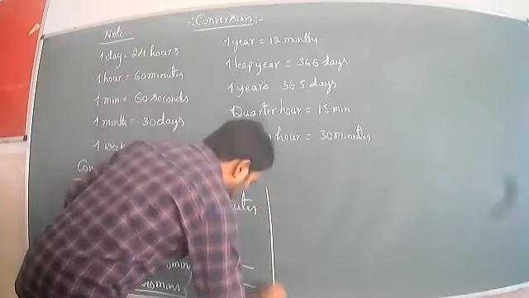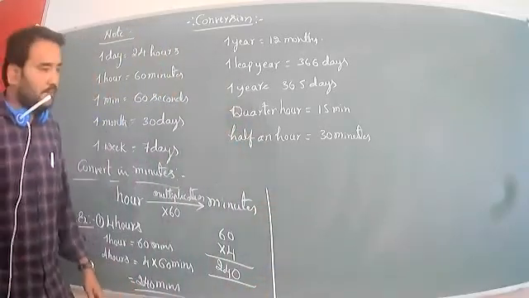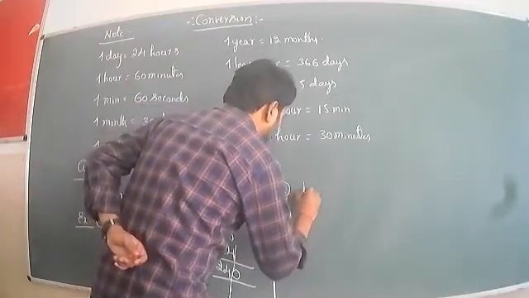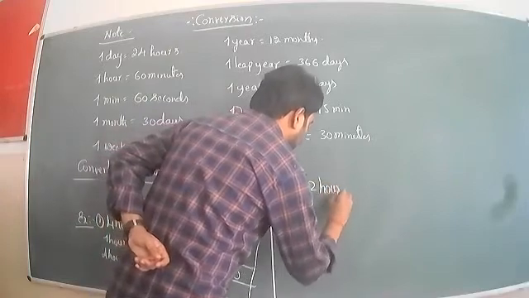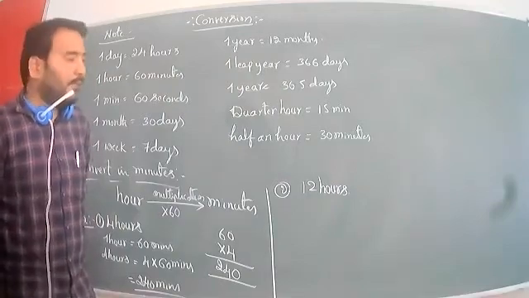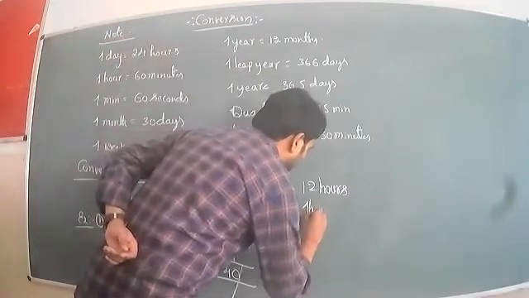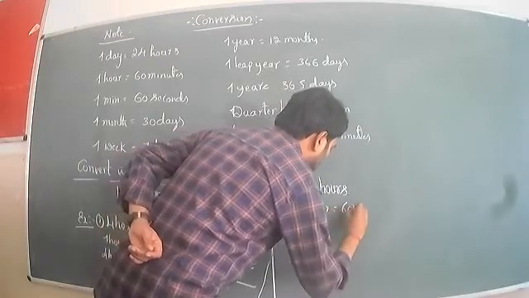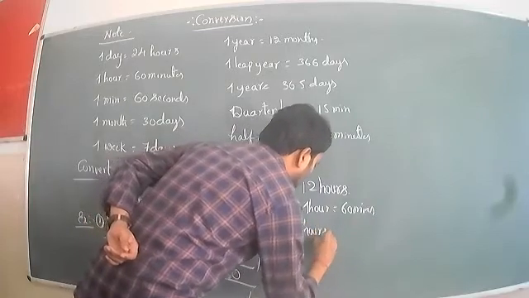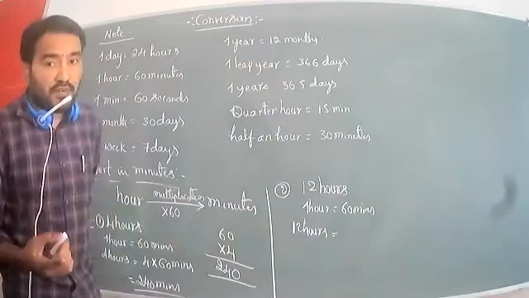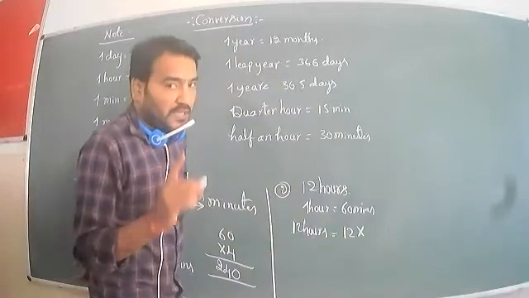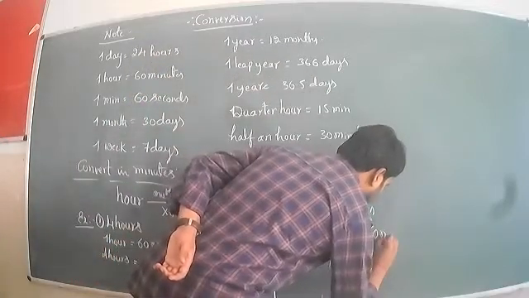Now let us take another question. Second question: 12 hours. Let us find out the answer. We know that 1 hour equals 60 minutes. We should find out 12 hours. The number of hours is 12, and 1 hour equals how many minutes? We should multiply by 60 minutes.